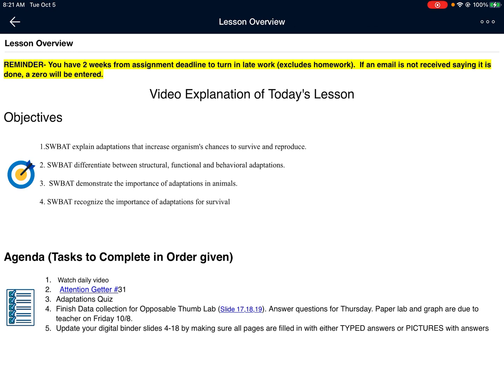Lesson overview for today. You can see the other reminder about late and missing work. I'll have the video hyperlinked there for you. Our objectives today are still focusing on adaptations, which is good because we're finishing the adaptation lab today. We're also having an adaptation quiz. Down below, we have the video hyperlinked for you.